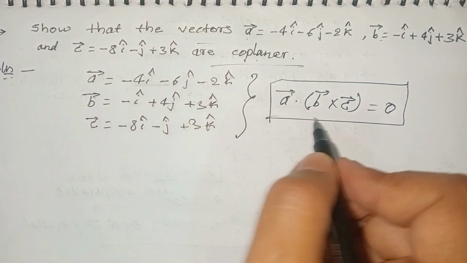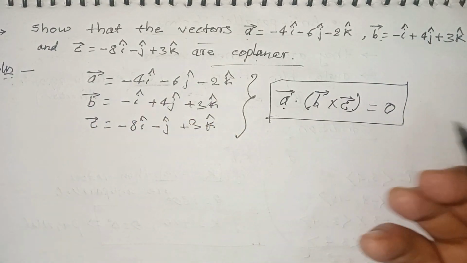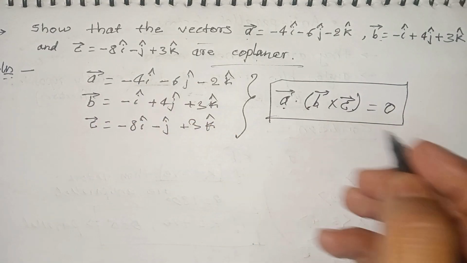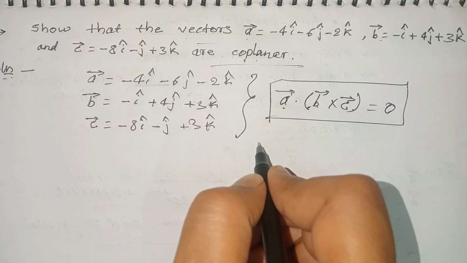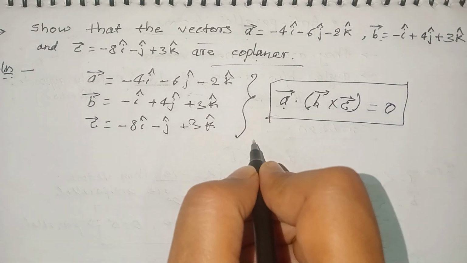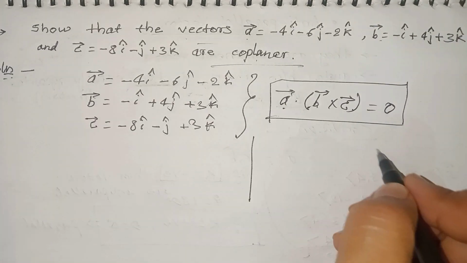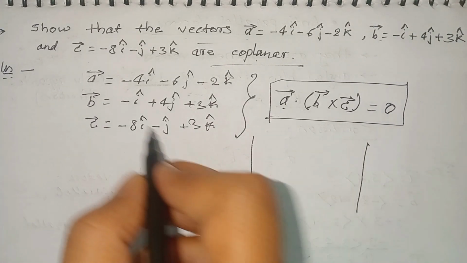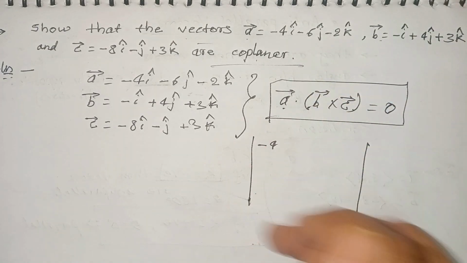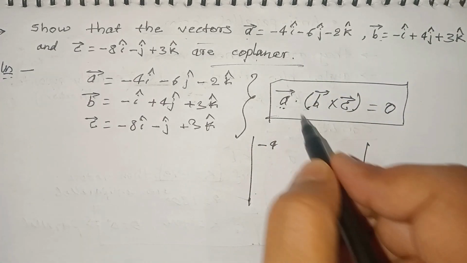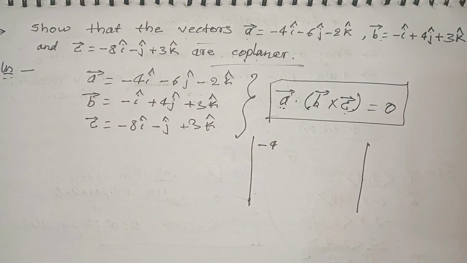Vectors A, B, and C are given. Now let's find the scalar triple product. How do we find it? For finding it, we find the determinant. We arrange the rows. After this, it is simply mathematics. We have to solve the scalar triple product, and if the numeric value is 0, then it is proved.